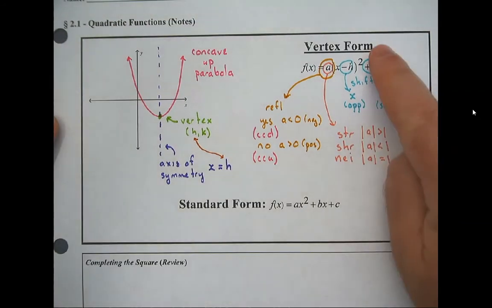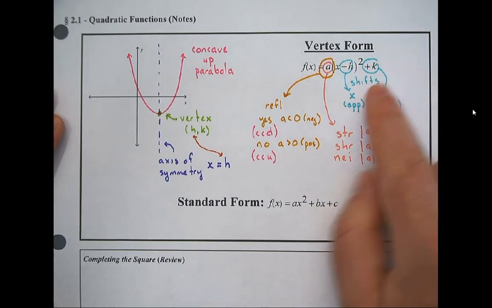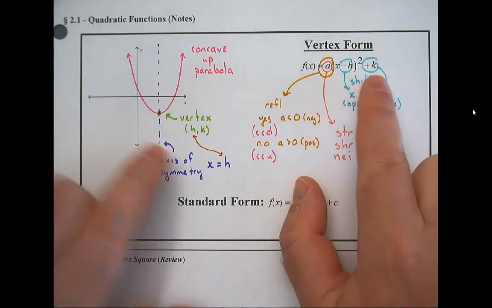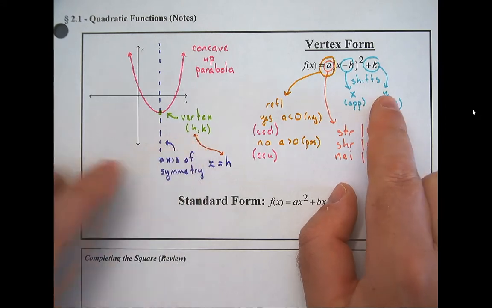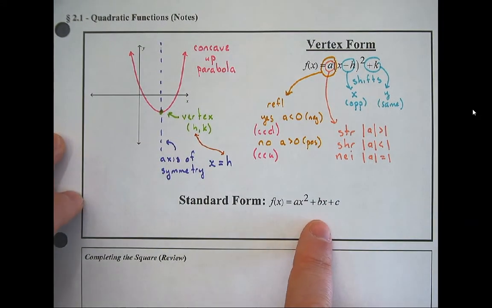So we have this form called vertex form. Why do you think we call it vertex form? Because the H and the K make up the vertex. Pretty straightforward there. Then we also have this form called standard form.